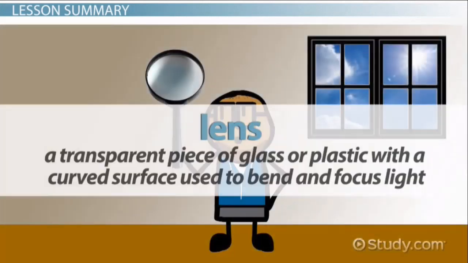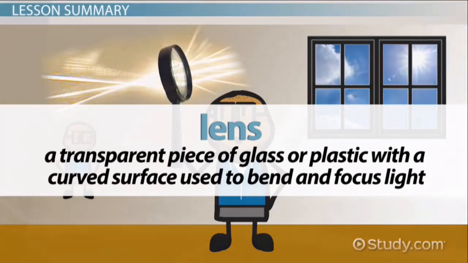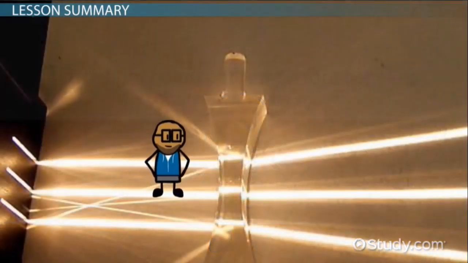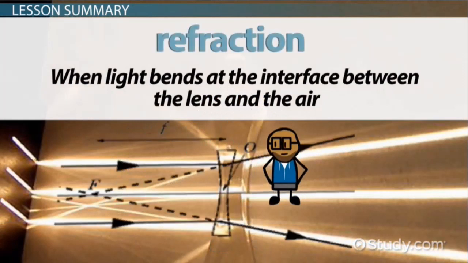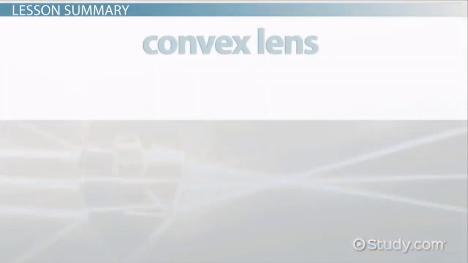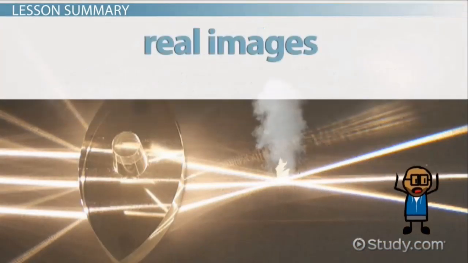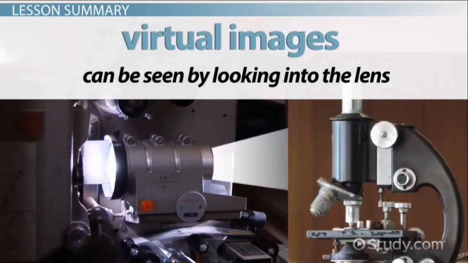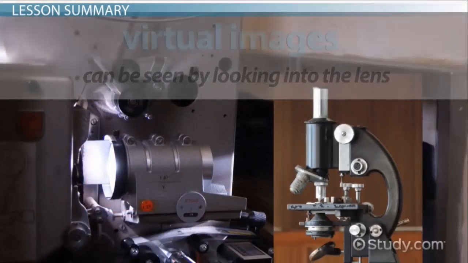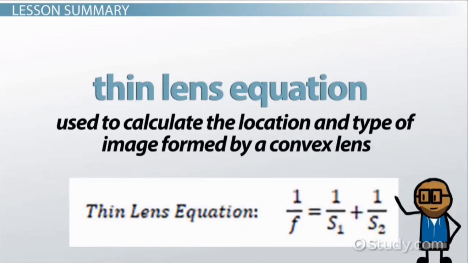A lens is a transparent piece of glass or plastic with a curved surface used to bend and focus light. When light bends at the interface between the lens and the air, it is called refraction. A convex lens is one that curves outward and has a positive focal length. It can form both real images that can be projected on a screen and virtual images that can be seen by looking into the lens. The thin lens equation can be used to calculate the location and type of image formed by a convex lens.